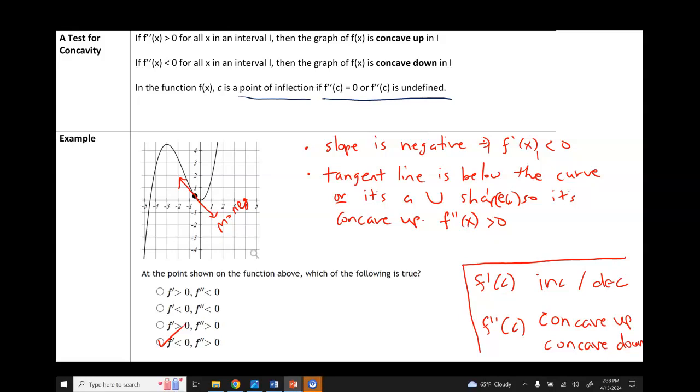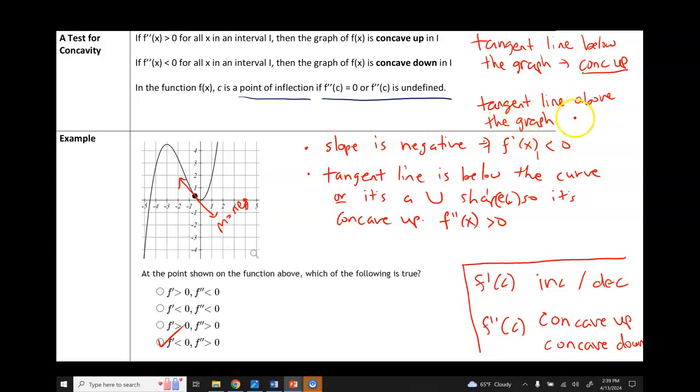Then we have to determine, is the tangent line below or above the graph? So if the tangent line is below the graph, that means it's going to be concave up. If the tangent line is above the graph, that tells us that the function is concave down.